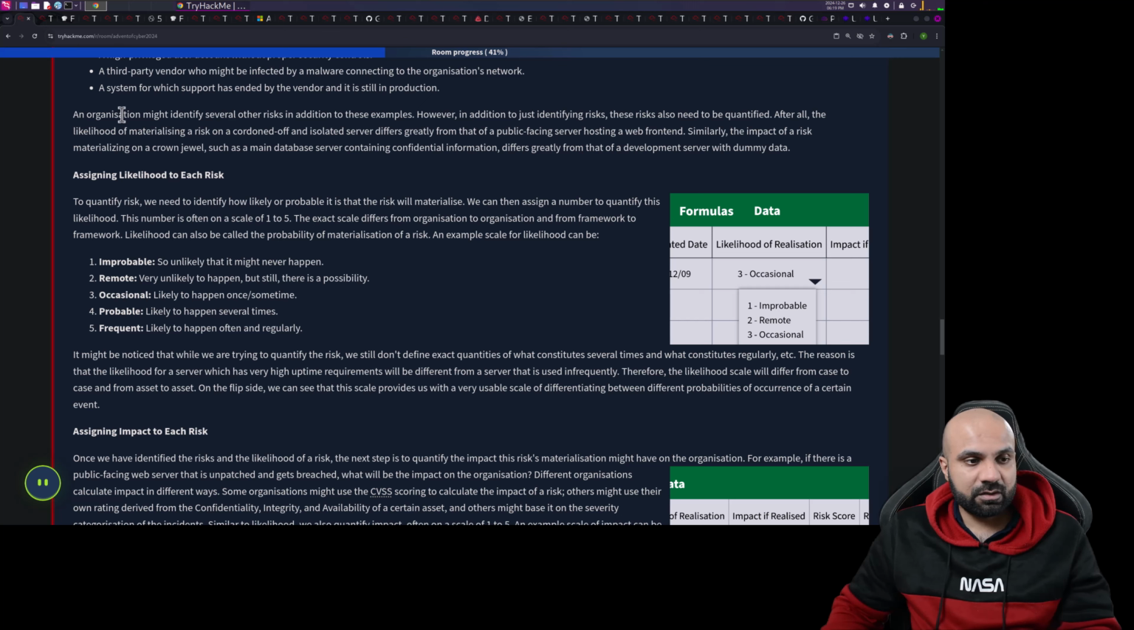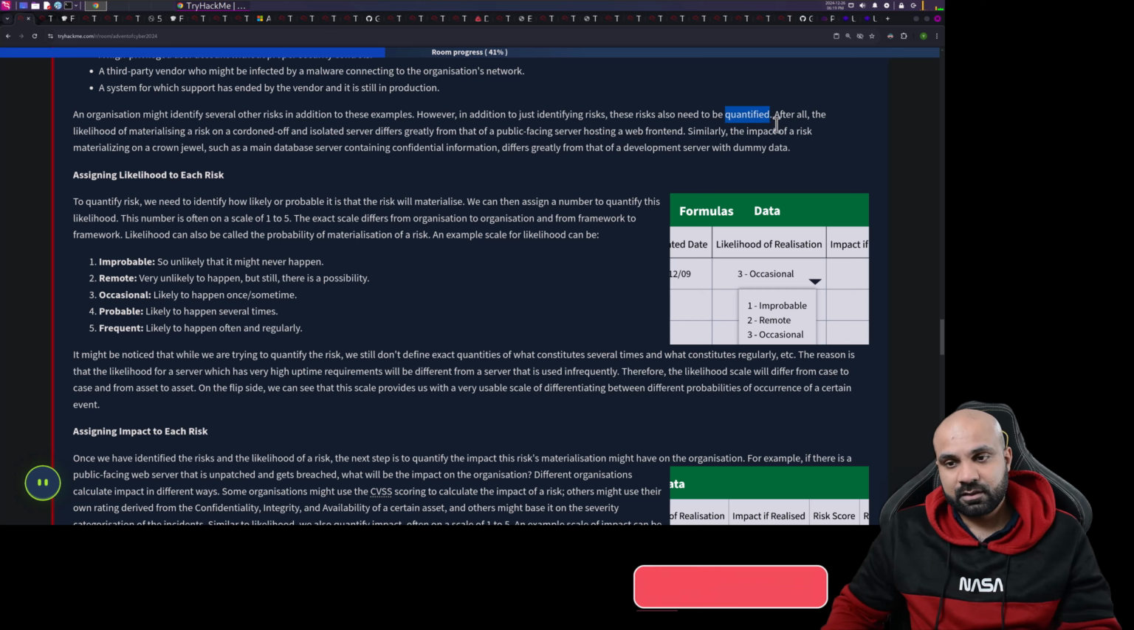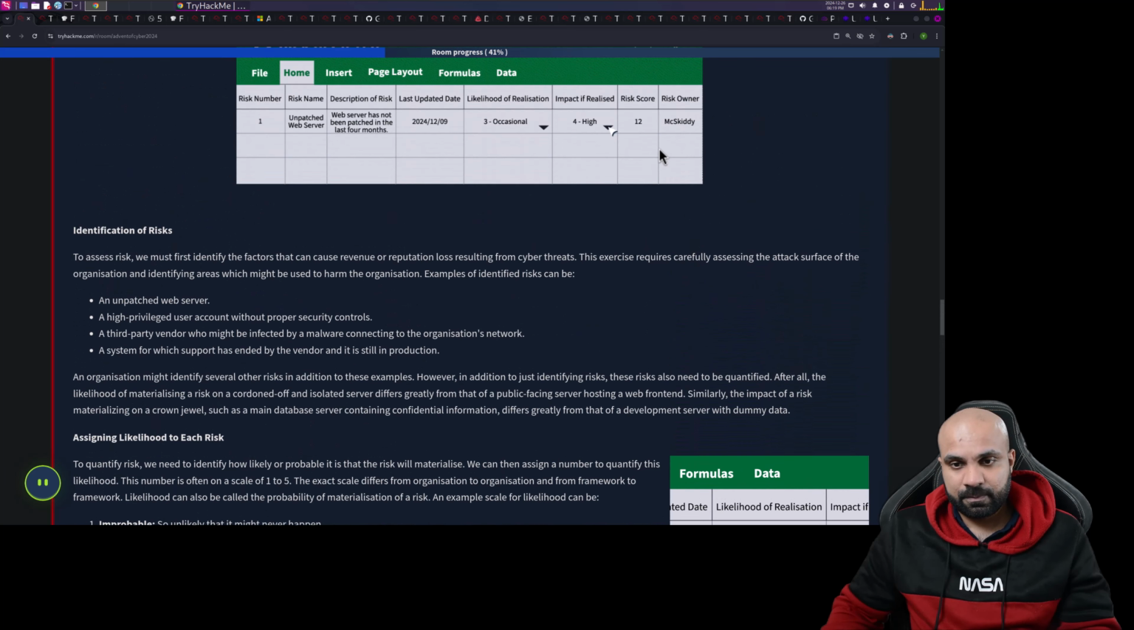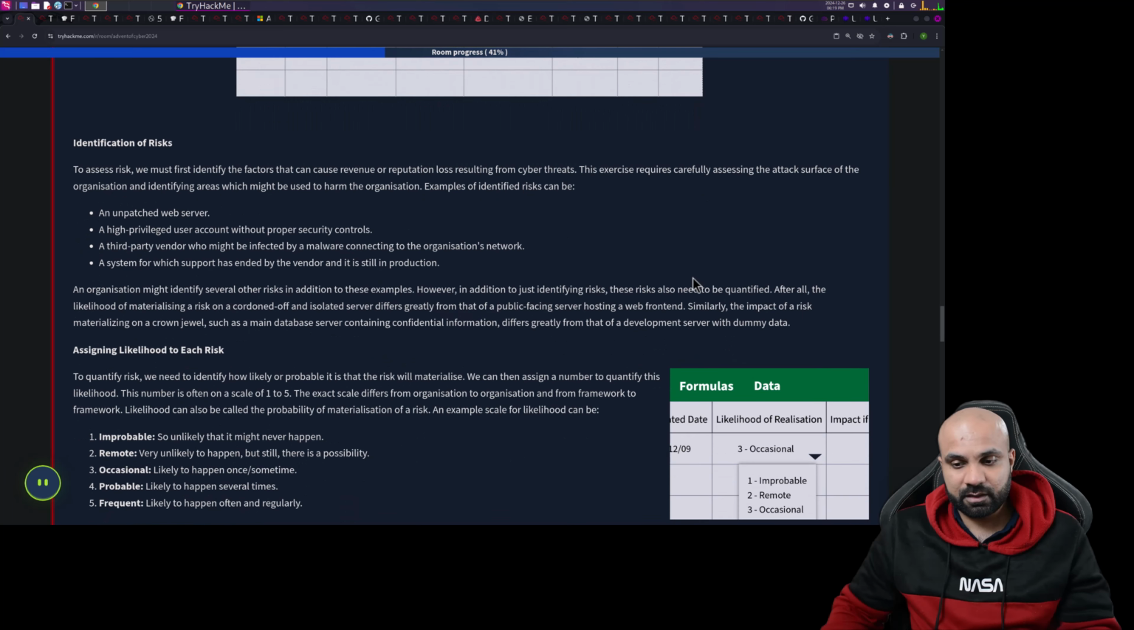An organization might identify several other risks in addition to these. However, in addition to just identifying risk, the risks also need to be quantified. Okay, we need to assign some kind of number in order to see which have high priority and which particular item have more likelihood to occur. So depending on the risk score, we will take our decisions.